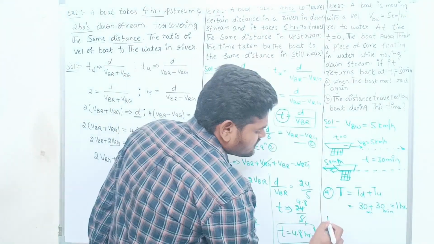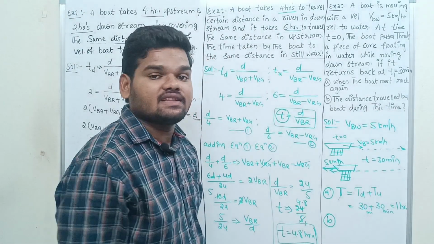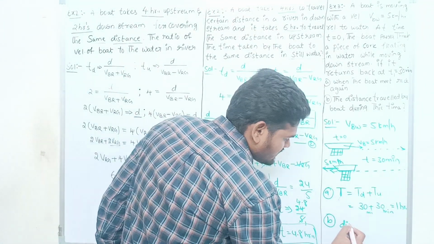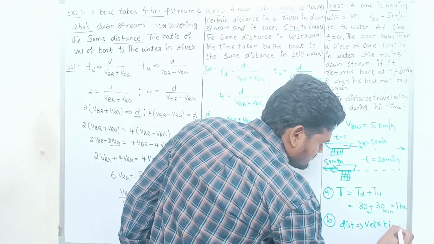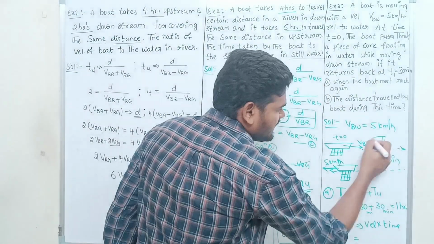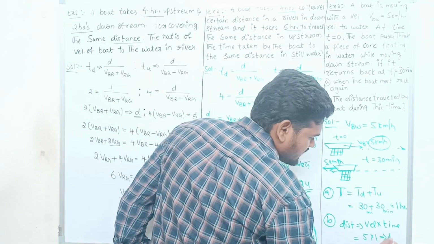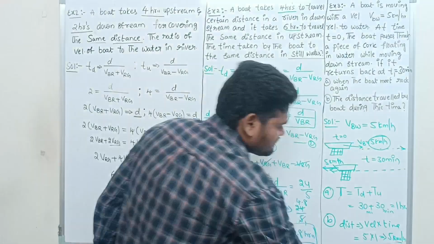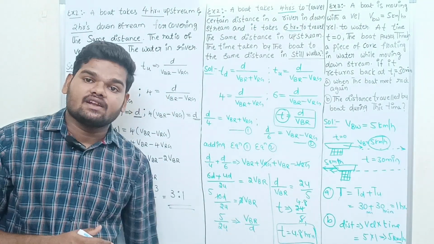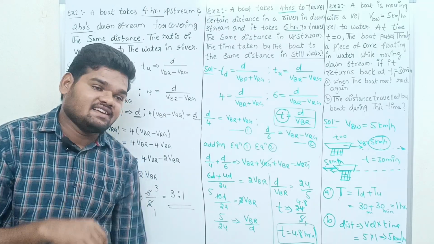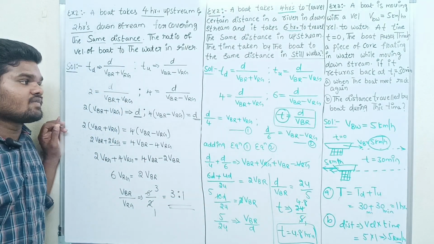That's it. So what is question B they are given? The distance traveled by the boat during this time. So what is the distance? Distance is nothing but velocity into time. What is the velocity of the boat? 5 kilometers per hour into what is the time? 1 hour. 5 into 1, 5. So the distance traveled by the boat is 5 kilometers. Are you having any doubts? Easy problems, right? Pause the video and write the solutions.